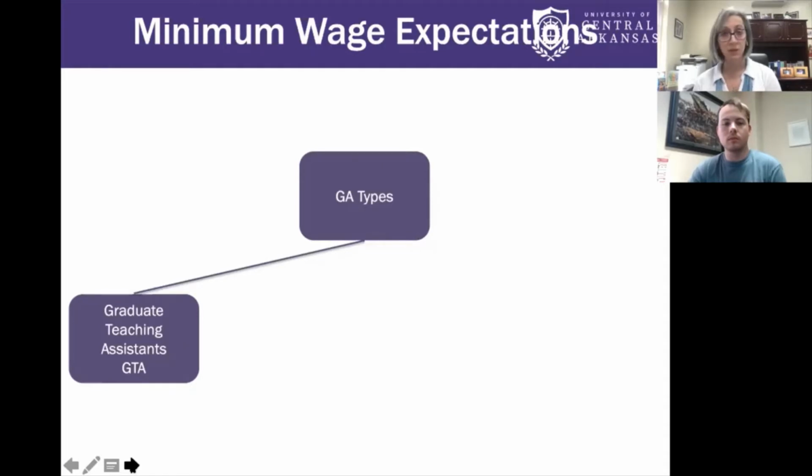They don't have to be the instructor of record. They could be assigned to help a faculty member in a class. But whatever it is they're assigned to, it's related to teaching, and that's what designates it as a GTA.